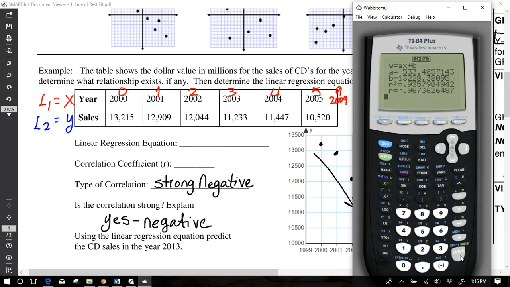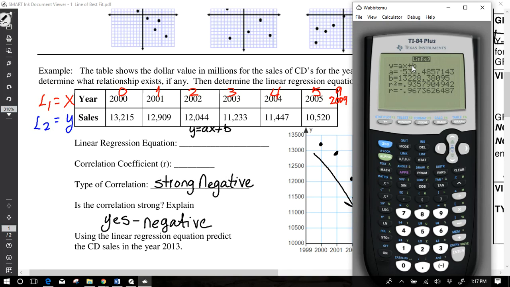All right, so our linear regression equation is the first thing that they want me to write down. In order to write the linear regression equation, notice I have y equals ax plus b up here. So the a value goes in for the slope, the b value goes in for the y-intercept. So they use ax plus b, but it still means mx plus b. It doesn't change the meaning of anything.